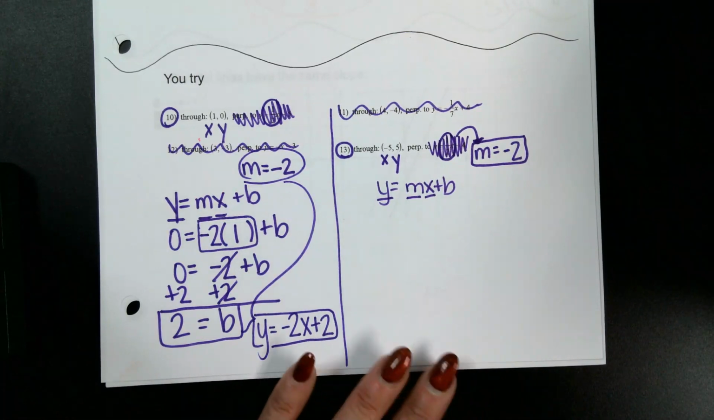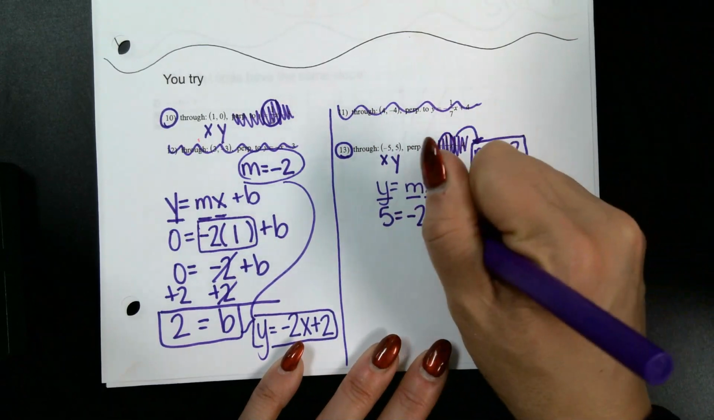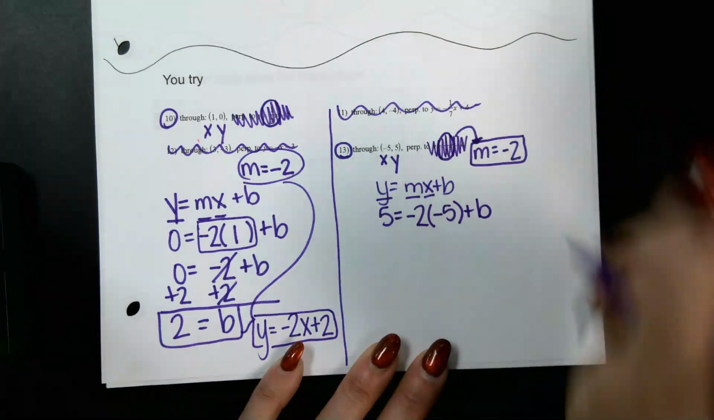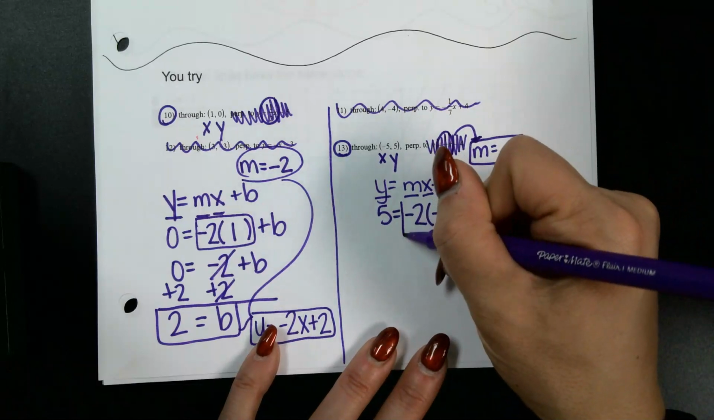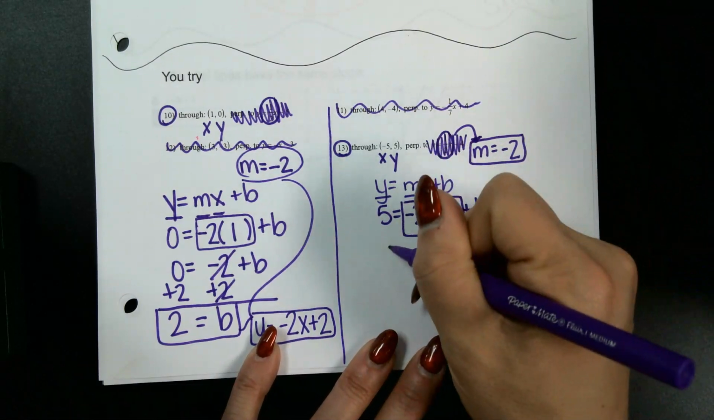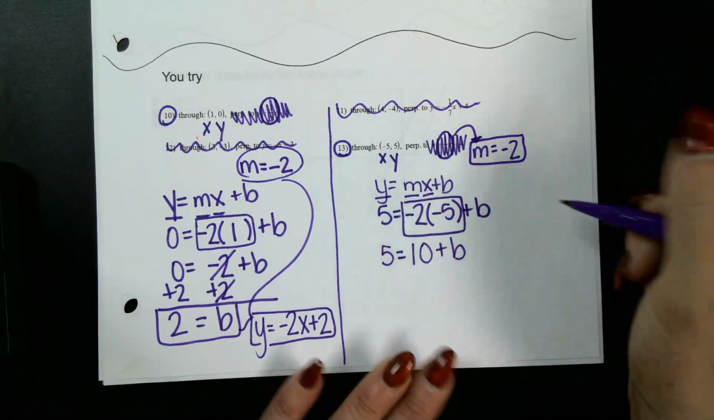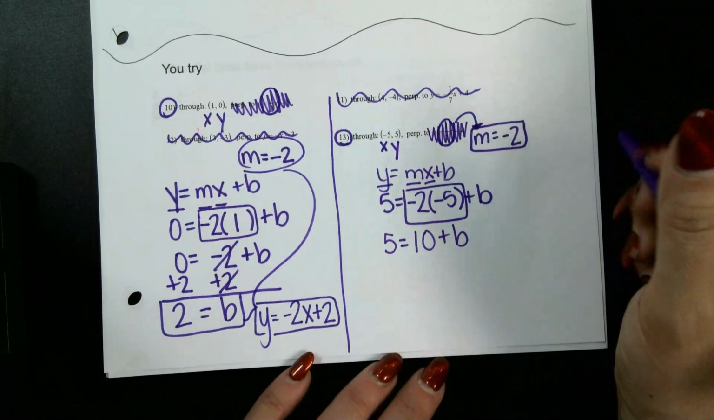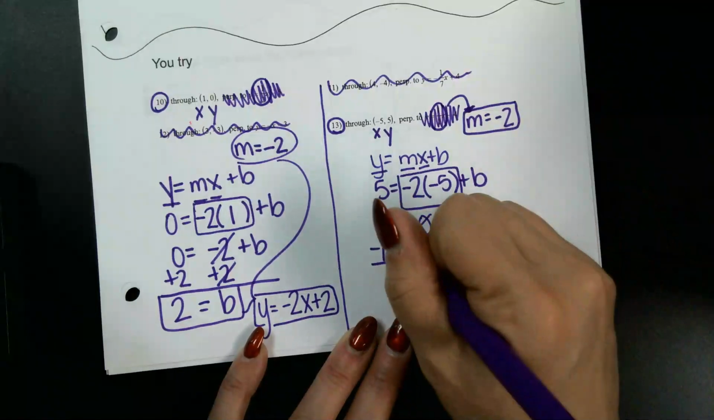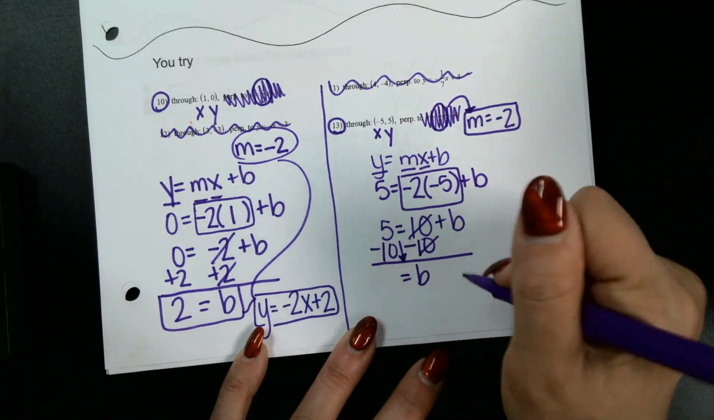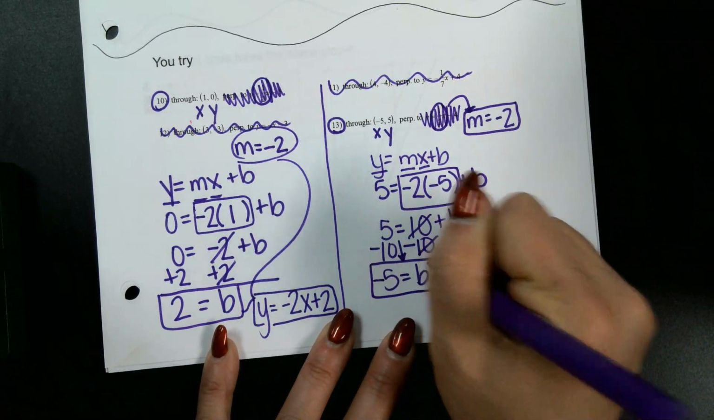What number goes in for y? 5. M, -2. And x. Good job. -2 times -5. +10. And then how would we move a +10? B equals -5. Just make sure you guys watch those signs.